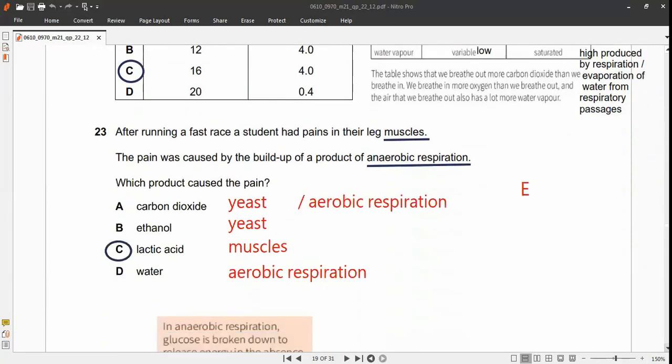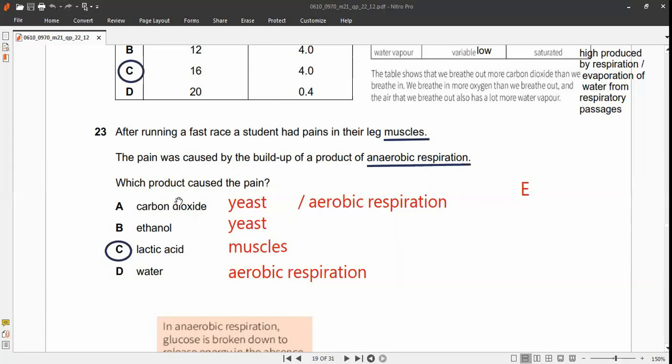After running a fast race, a student had pains in their leg muscles. The pain was caused by the buildup of a product of anaerobic respiration. Which product caused the pain? Carbon dioxide, ethanol, lactic acid, water. A, carbon dioxide? No, carbon dioxide is for yeast respiration. Ethanol is also for yeast respiration. Yes, lactic acid, yes, for muscles. But water is from aerobic respiration.